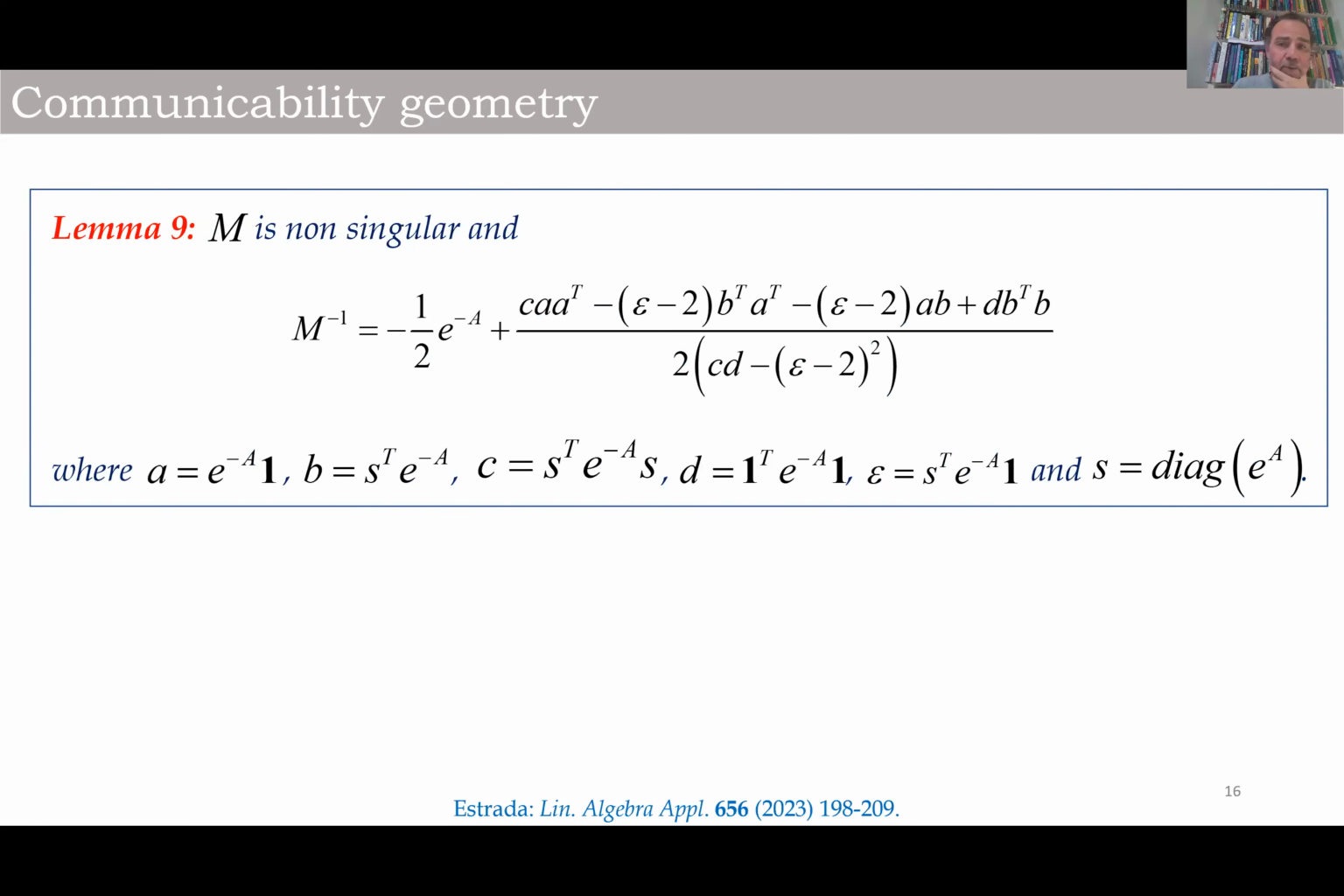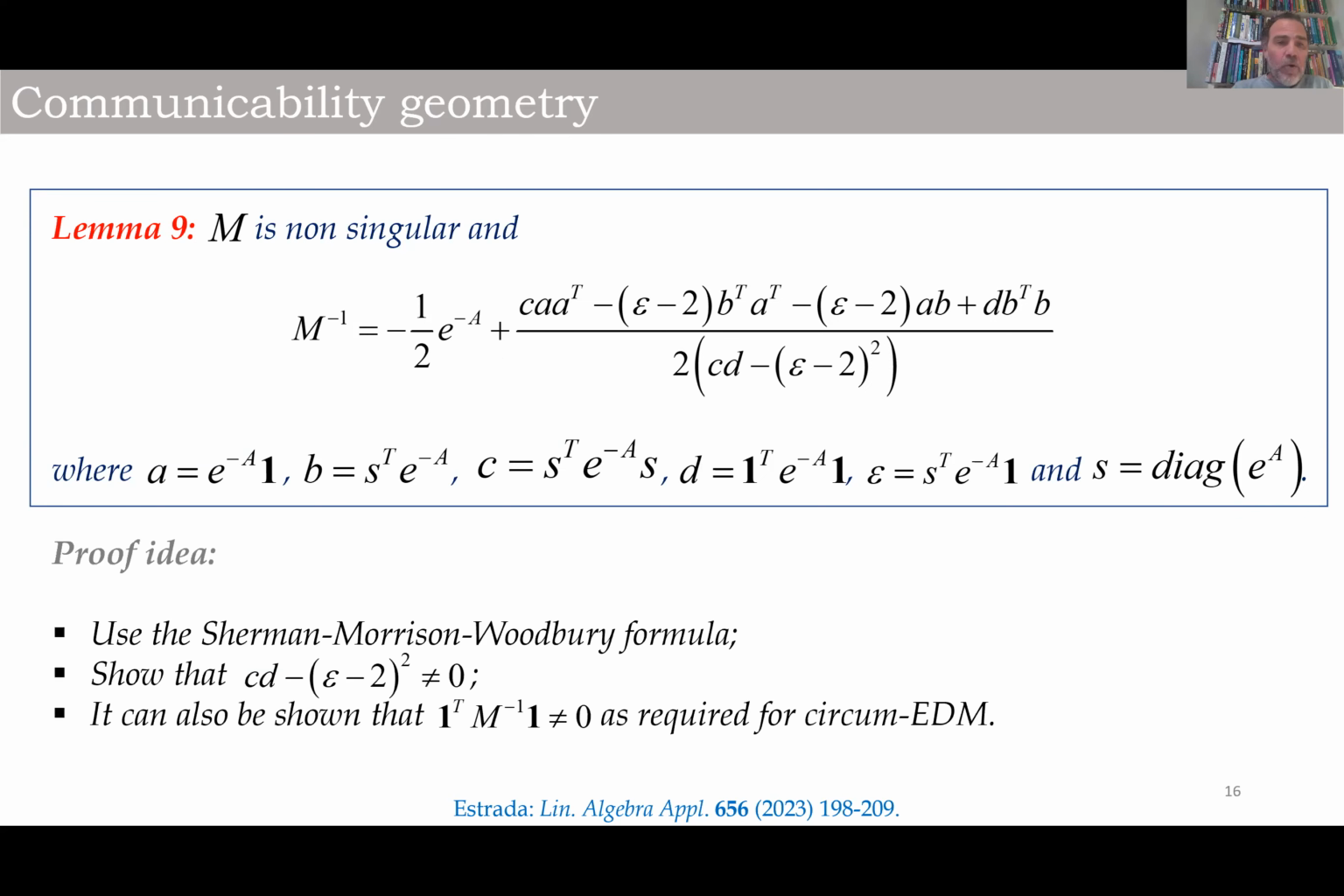The first result I will show you here is that this Circum-Euclidean matrix is non-singular, and that we can write down the inverse of this matrix in this way, which we will use immediately for one important result in this work. Basically what we are doing here is using the Sherman-Morrison-Woodbury formula, and also proving that this denominator here is never equal to 0.